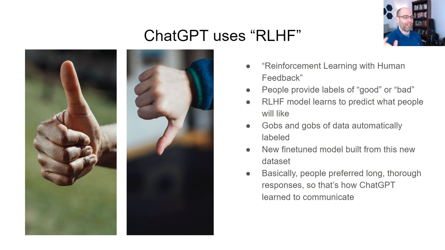And so what they did was they used this method, RLHF, to create a new data set. So above and beyond Instruct and Codex, which are what most people are familiar with, now there's a data set for ChatGPT. And so basically, I've got it right here at the end, people preferred long, thorough responses, and so that's how ChatGPT learned to communicate. Just by virtue of it gave a response, and people gave it a thumbs up or a thumbs down, and that is the direction that it went.